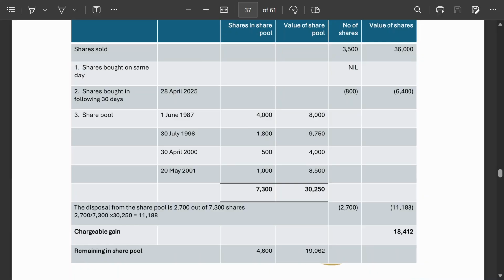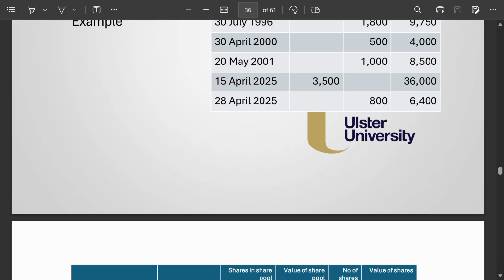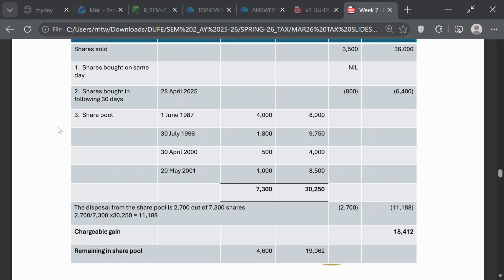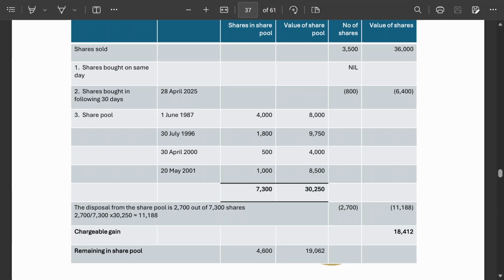You sold 3,500 shares for 36,000. That is information already given to you before. Now, did you buy anything on the same day? No. Did you buy anything in the next 30 days? Yes. You bought 800 shares, so we take out 800 from here, and the cost of that is 6.4K as given. We need to take care of 2,700 more because we've sold 3.5K and I only took care of 800, so the 2,700 has to come out of the share pool.